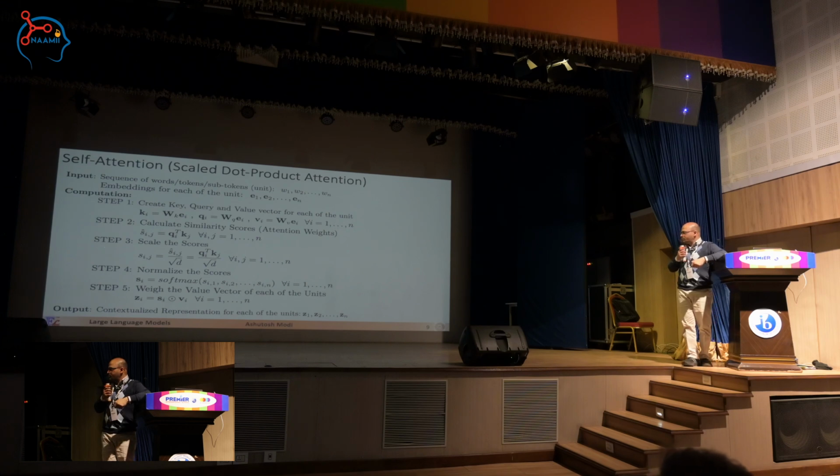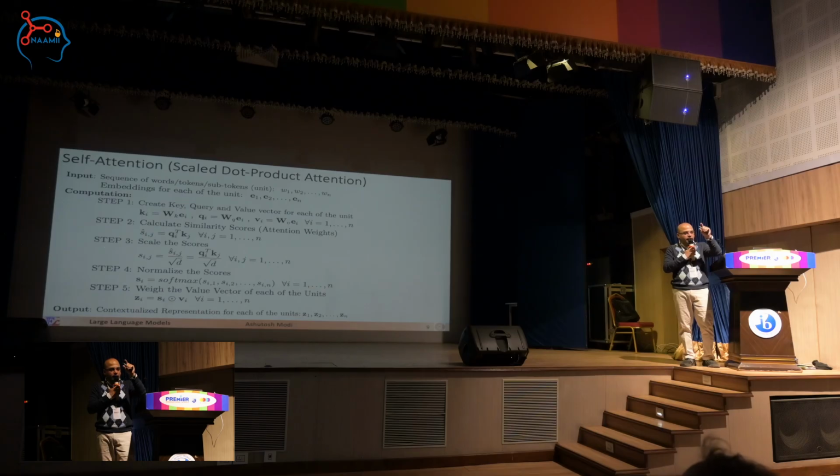Now, given this probability score s_i, we weigh the value of each of the words, which is like an entry in your database, and take the weighted sum.